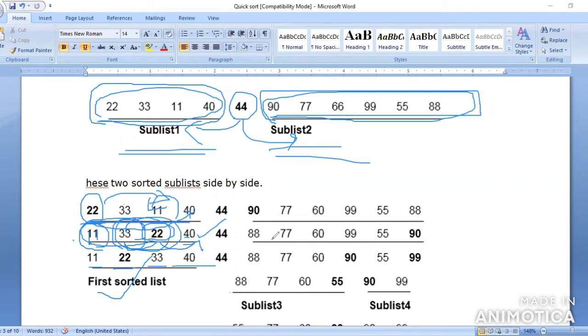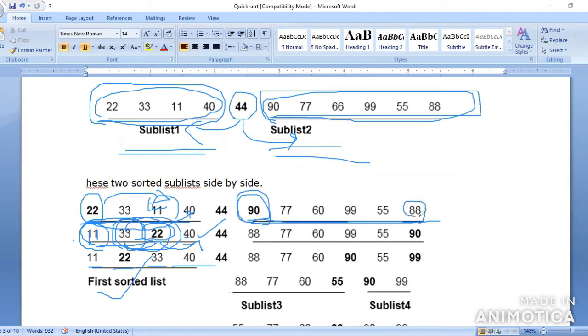Okay, now you can check the right side of the key element: 80, 77, 60, 99, 55, 88. Based on the given key values, I am choosing the first key value as the pivot element. So with the pivot element, you have to check the right side.